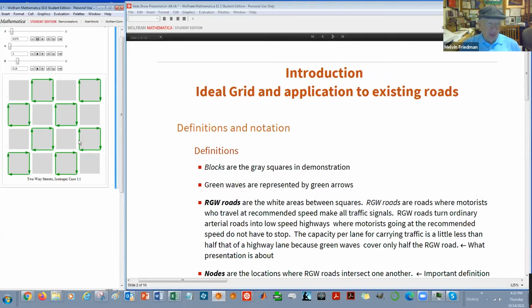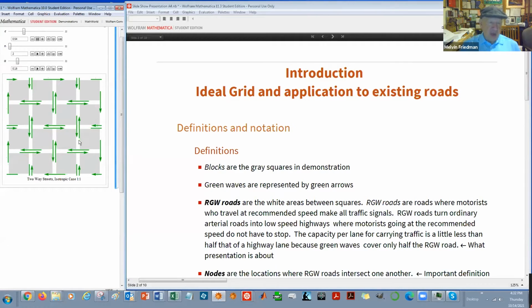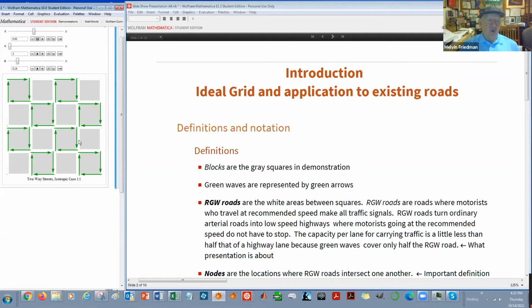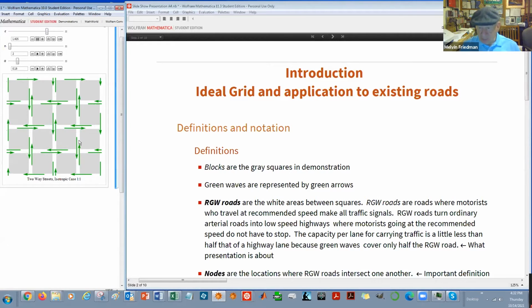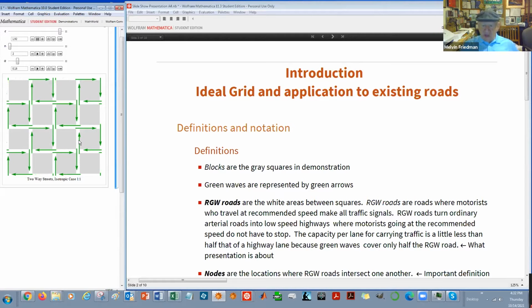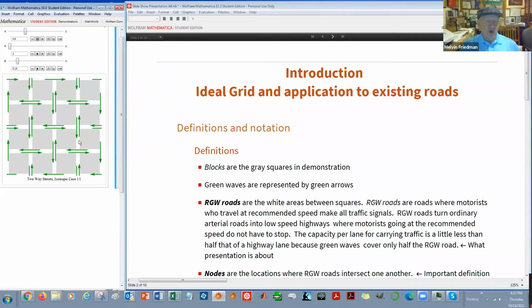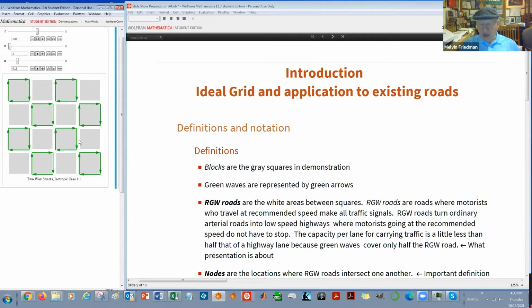You can think of them as actually controlling the traffic light. So a traffic light is only green in the direction of the green arrow, while a green arrow is going through the intersection. The other thing I could say is that with this system, like in a highway system, motorists who go at the speed of the green arrows make every traffic light. So it's like they're on a little highway.